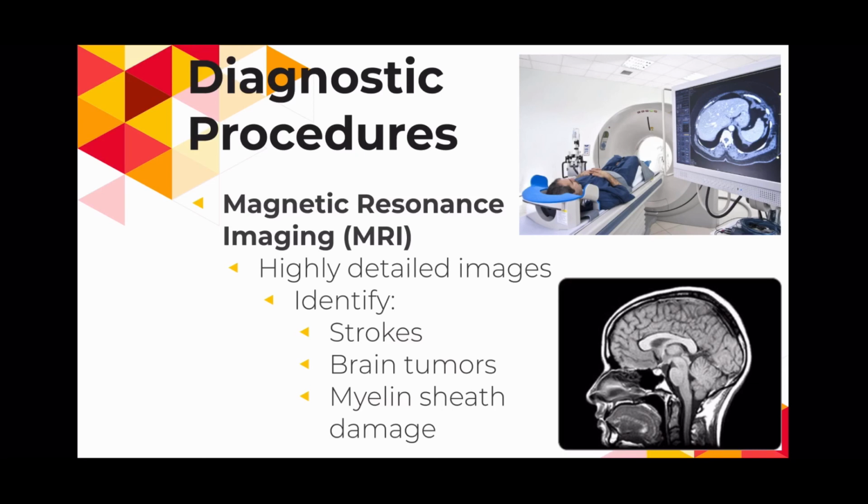In neurology, this diagnostic procedure is going to be used to determine if an individual has basically any neurological disorder. Because the images are so detailed, it can basically diagnose anything, but it's especially used after someone has suffered a stroke to see how bad the stroke is, if there's any brain tumors, or also it can detect any myelin sheath damage as well.